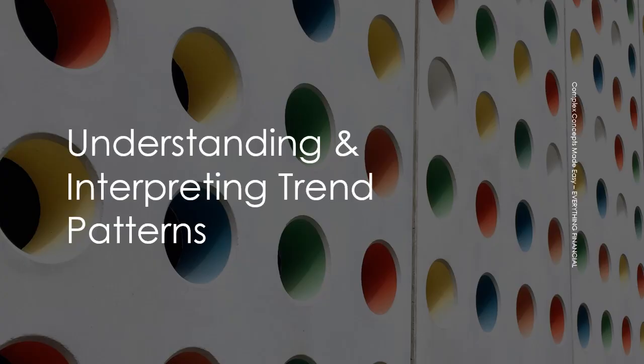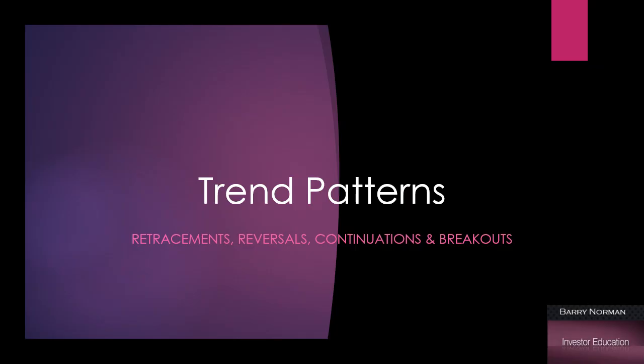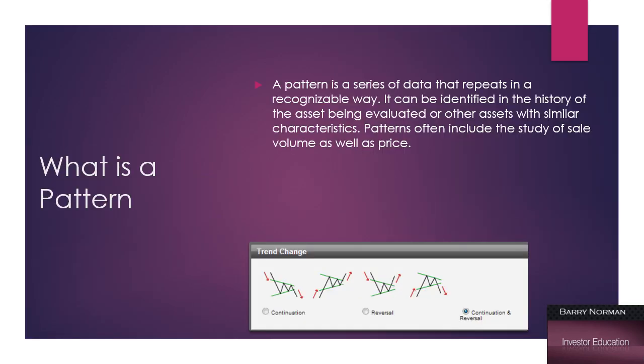So let's move forward, understanding and interpreting trend patterns. Trend patterns include a lot of variations that most of us have heard the words: retracements, reversals, continuations, and breakouts. Now, a pattern is a series of data that repeats in a recognizable way. It can be identified in the history of the asset being evaluated or other assets with similar characteristics.